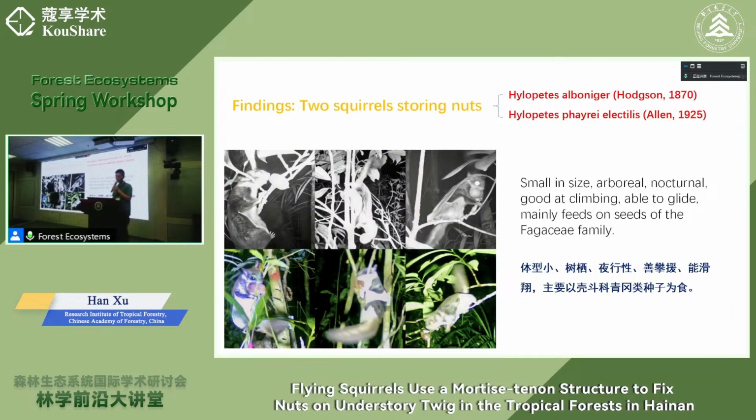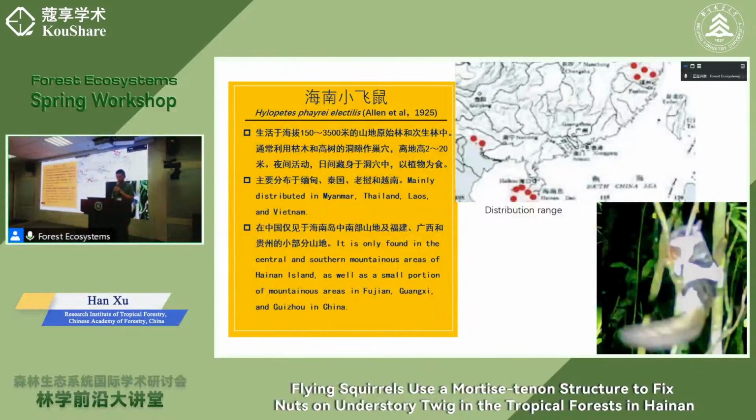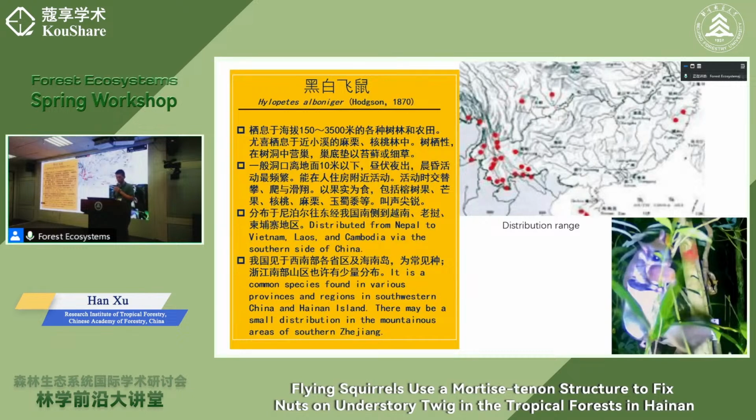We found that they are smaller in size and arboreal, and they are good at climbing and able to create many feet on the seed of acacia. This is their body length. Their body length is not the largest one and also not the smallest one. This squirrel is mainly distributed in Myanmar, Thailand, Laos, and Vietnam. And another squirrel is mainly distributed from Vietnam, Laos, and Cambodia to the southern side of China.